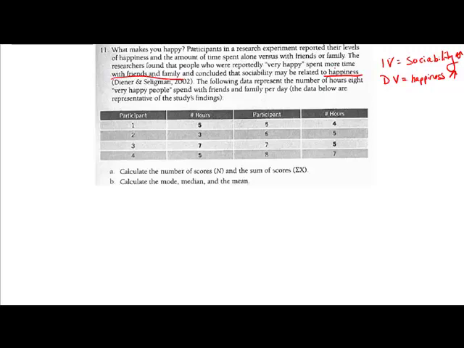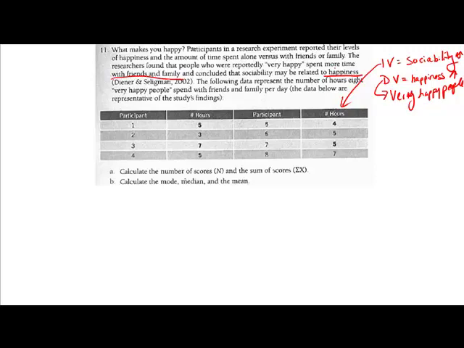So we have measures of the dependent variable, very happy people. And this is a measure of the independent variable, the number of hours. So let's go through and take a look at this.